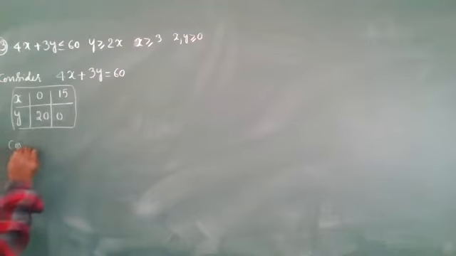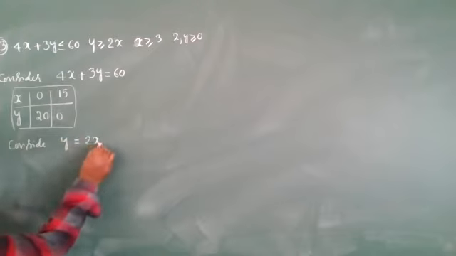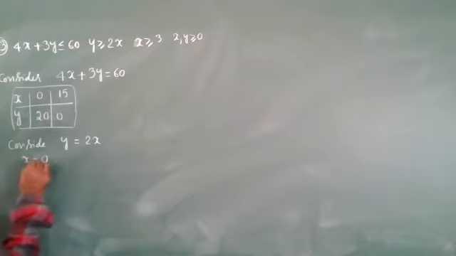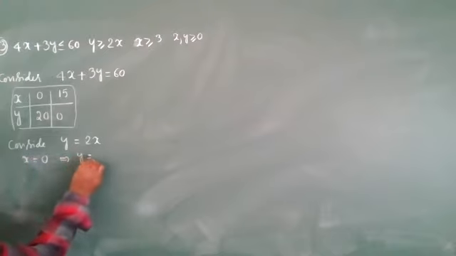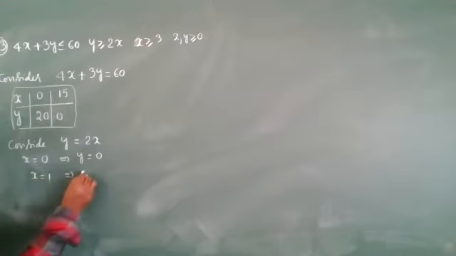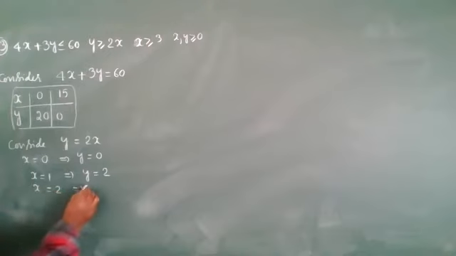Next, consider y is equal to 2x. When x is 0, y is also 0. That means the line passes through the origin. When x is equal to 1, y is equal to 2. When x is equal to 2, y is equal to 4. Remember these points.